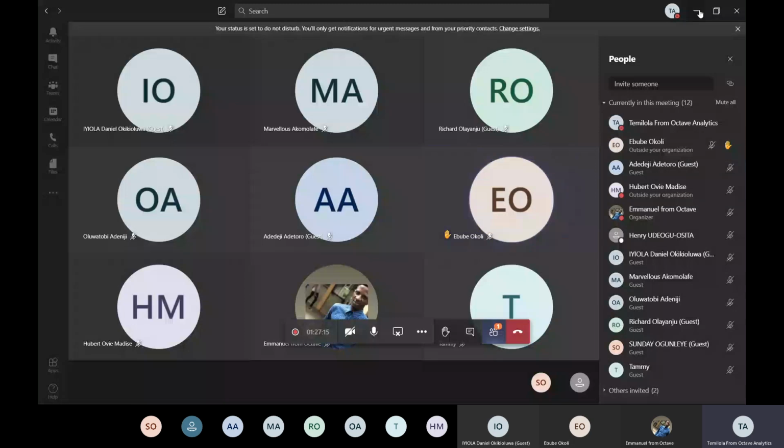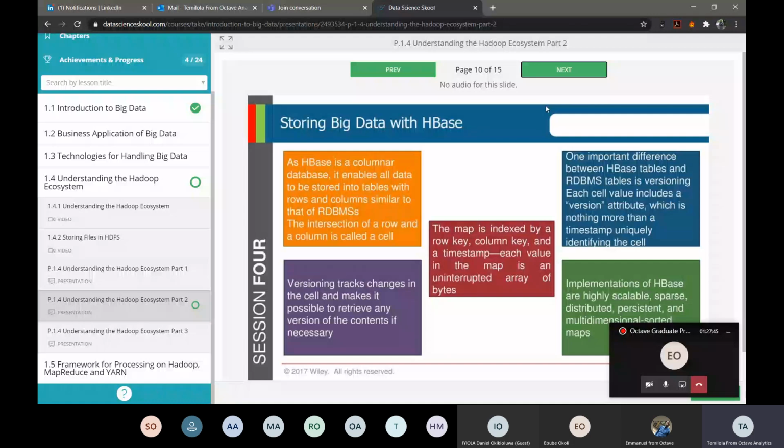Okay. So now, actually we still have time, let's go to storing big data with HBase. So HBase is more or less like, how would I put it? It's more or less like an application you use to interact with the Hadoop ecosystem. So basically, the programming language you use with HBase is the Java programming language. Then what else? HBase has similarity to your RDBMS, but it is not entirely the same. So what I mean by RDBMS is your relational database management system.